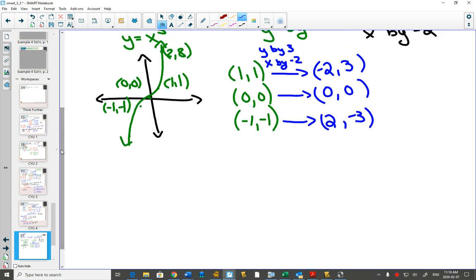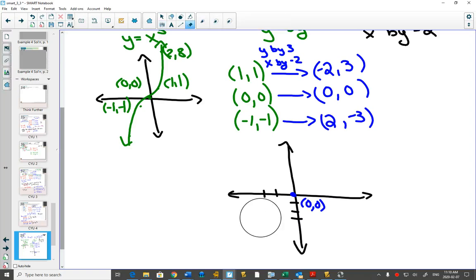Once we have those new points, I like to draw it on a separate grid so that your original graph doesn't get too busy. And we can label our new points. We're going to have a point at 0, 0. We're going to have a point at 2, -3. And we're going to have a point, oh, sorry, that's not the right place. +2, -3. And we're going to have a point at -2, +3.